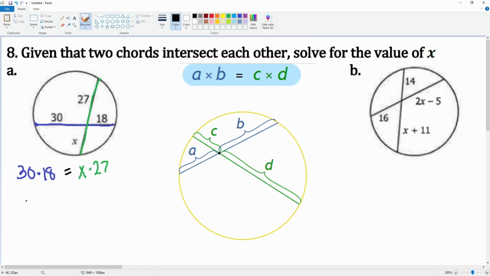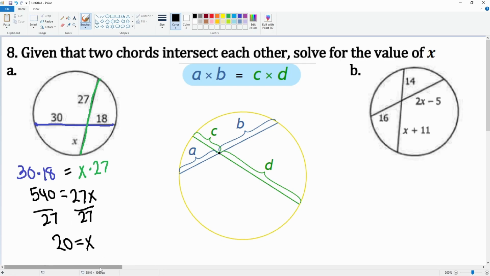Okay, so I can now do my multiplication. 30 times 18, which is 540. That is equal to 27x. Divide by 27, divide by 27. I get 20 is equal to my x.